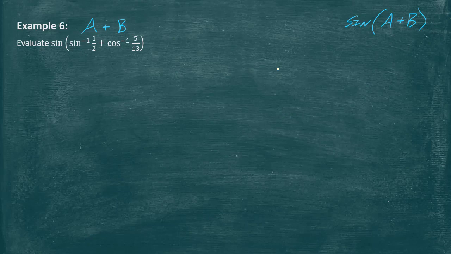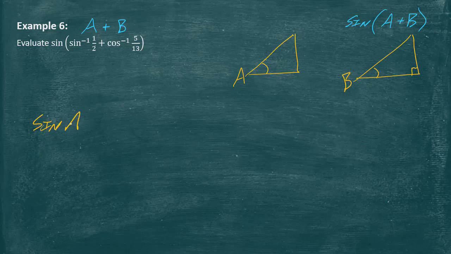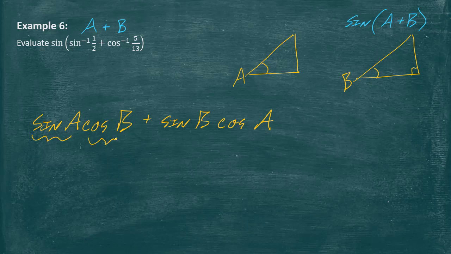Now for this one, it's going to require us to actually draw two different triangles, because I have one angle that's going to be referencing angle A, and then I have another one that's going to be referencing an angle B. And for this formula, sine of a plus b is going to want me to do sine of a times cosine of b, and then add it with sine of b multiplied with cosine of a. So that's where these two triangles are going to get involved. It's going to help me replace each of these individual ratios with whatever their value is.